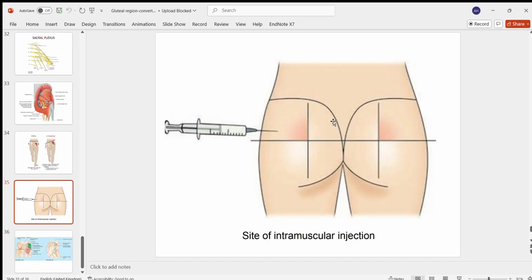The site of intramuscular injection in the gluteal region is the upper outer quadrant of the buttock, because no important vessel or nerve pass through this area. So it is safe to give intramuscular injection in the upper outer quadrant of the gluteal region.